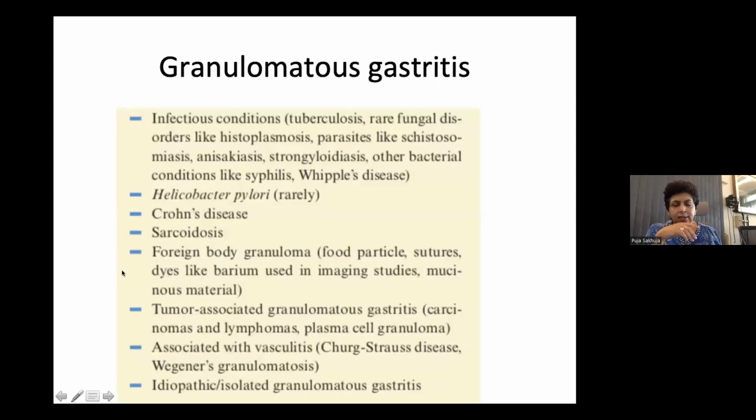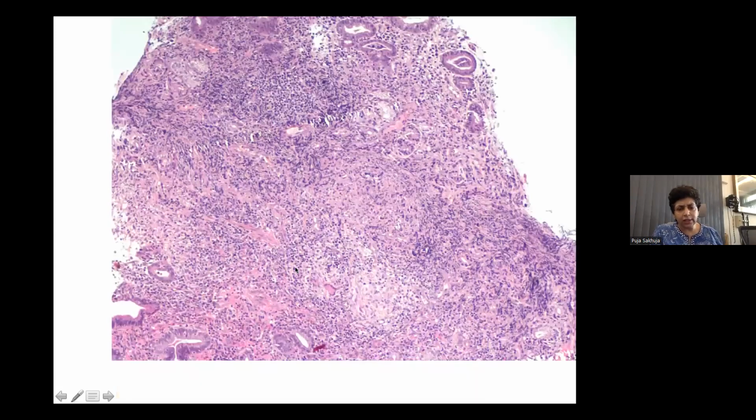Granulomatous gastritis is, of course, the presence of granuloma in the stomach. In our country, the most common condition is tuberculosis. The other condition which your clinician often wants to know is could it be Crohn's? And the sarcoidosis, foreign body. Now that I'm sure has been discussed in the previous lectures on large intestine and Crohn's disease and IBD, so I won't go into that. You just see these granulomas.